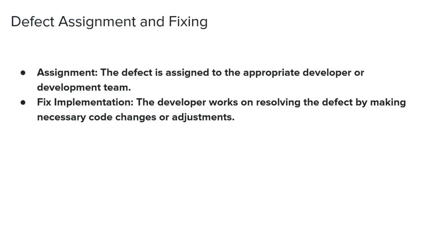Defect assignment. Once you log the defect, it is assigned to the appropriate developer or the development team. The developer will assess that issue. They will decide whether the issue needs to be fixed, depending on the severity and priority the tester has given, and they will implement the fix. So the developer works on resolving the defect by making the necessary code changes or adjustments.